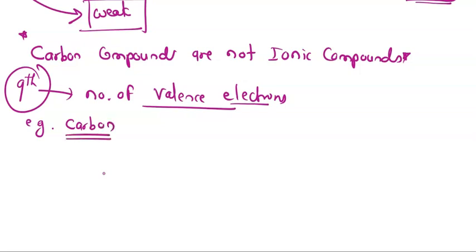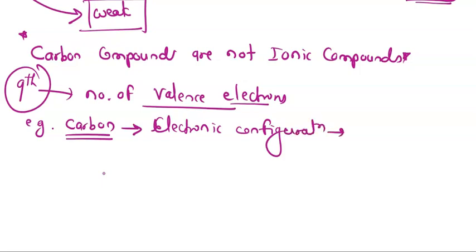As we are talking about carbon, we have to talk about carbon only. So let's look at the electronic configuration of carbon. For that we should know the atomic number. The atomic number of carbon is 6.